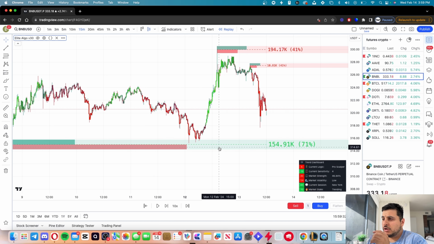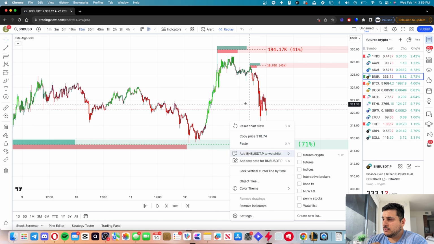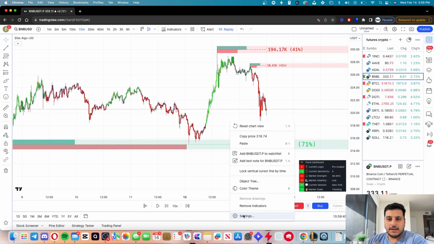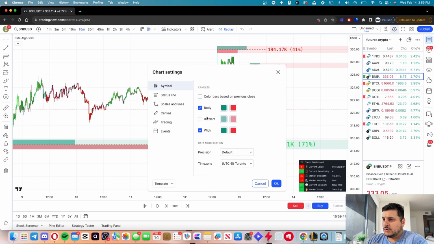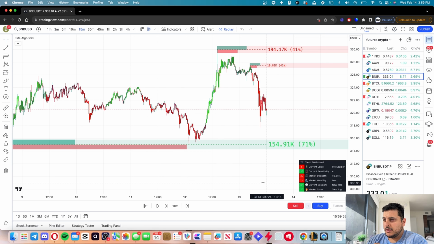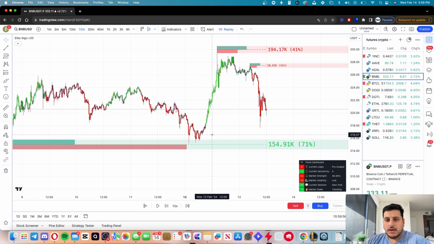Next, in order for this to work properly, we have to turn off borders for the candle colors inside of the TradingView website. So what we want to do here is simply right click anywhere on the chart, hit that settings icon, and then go down to where it says symbols, borders, and make sure this is unchecked. Press OK.